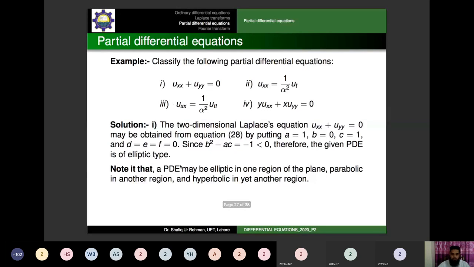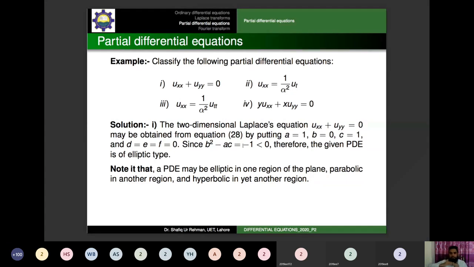A partial differential equation may be of elliptical shape in one region of the plane, of parabolic shape in another region, and hyperbolic shape in yet another region. For example, if B square minus AC is equal to y, where y is a variable and not a constant value, then we will have to look into 3 different scenarios: when y is positive, above the horizontal axis, when y is equal to 0, on the horizontal axis, and when y is negative, below the horizontal axis.